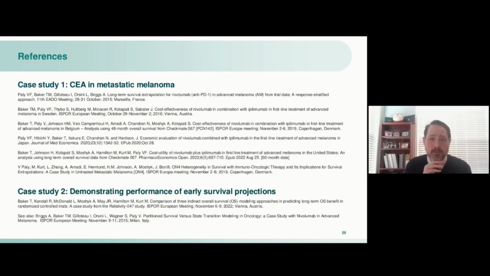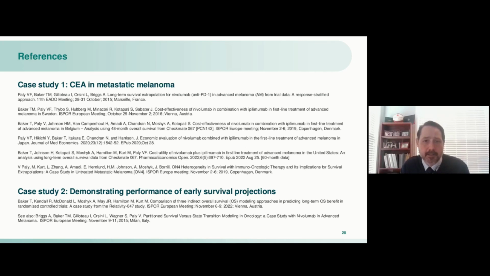So as I promised, here's a quick list of the publications and presentations that are associated with the material that you've seen here today. In case study 1, the initial presentation of the method for landmark survival, and then the subsequent publications highlighting the continued evolution of our understanding for that survival data out of the primary phase 3 study from 4 to 5 to 6.5 years of follow-up time.